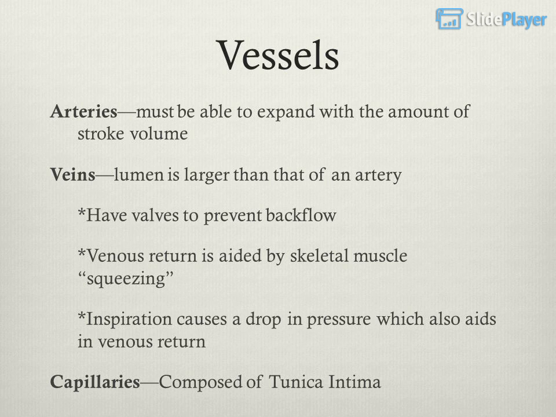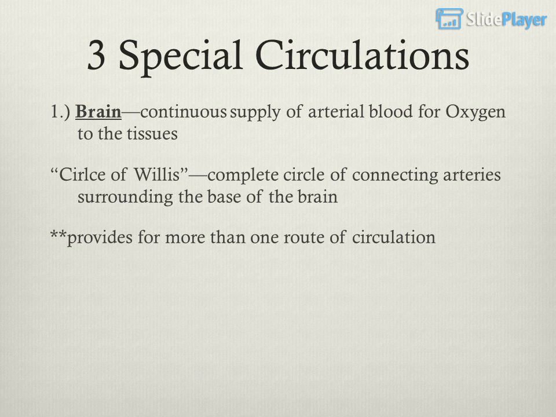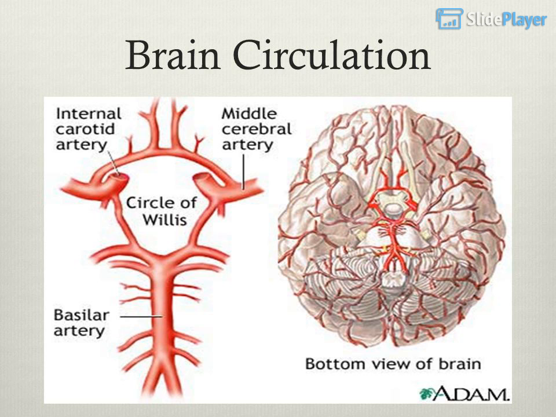Capillaries, composed of tunica intima. 3 special circulations. 1. Brain, continuous supply of arterial blood for oxygen to the tissues. Circle of Willis, complete circle of connecting arteries surrounding the base of the brain, provides for more than one route of circulation. Brain circulation.